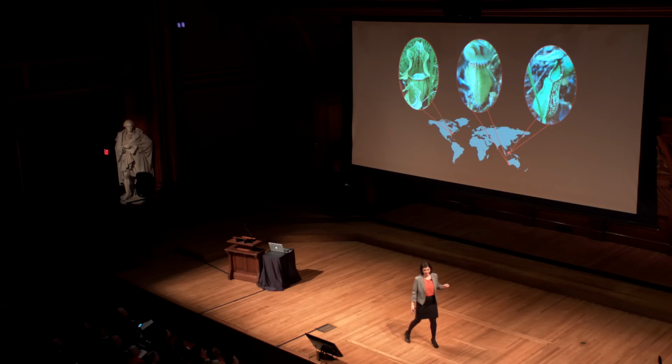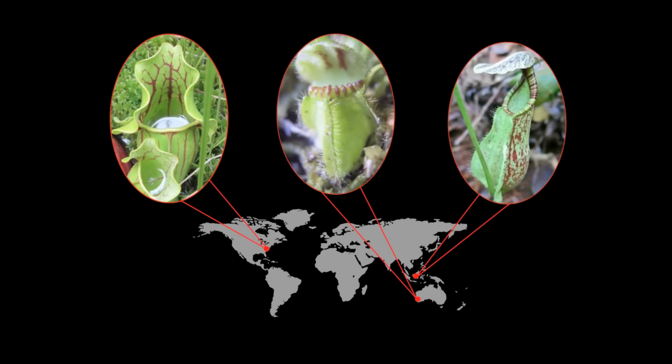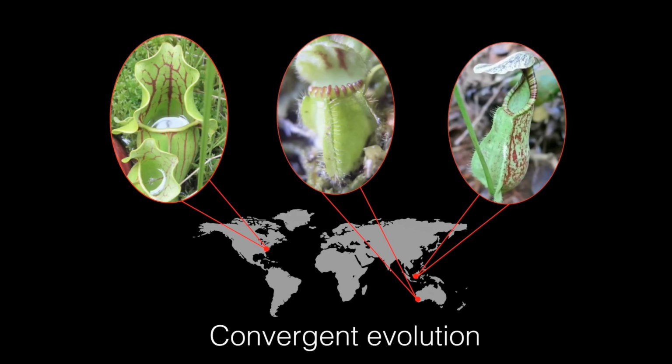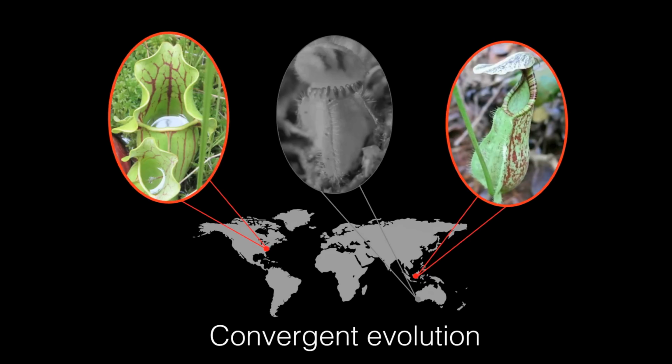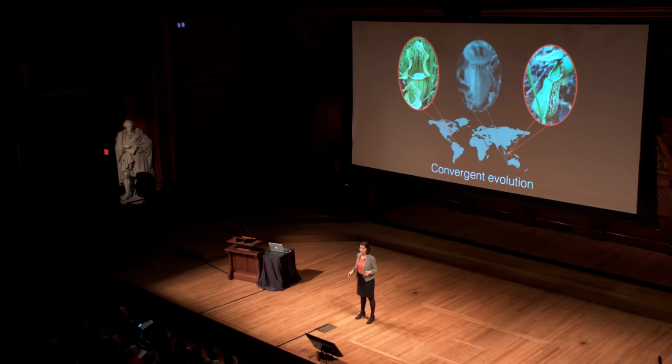One of the qualities of pitcher plants that makes them ideal for looking for patterns is that they have evolved separately in different parts of the world. Three unrelated plant lineages have independently evolved these cup-shaped leaves that trap and digest insects. This is called convergent evolution. I study two of the three types of pitcher plants, one in Southeast Asia and the other in North America.